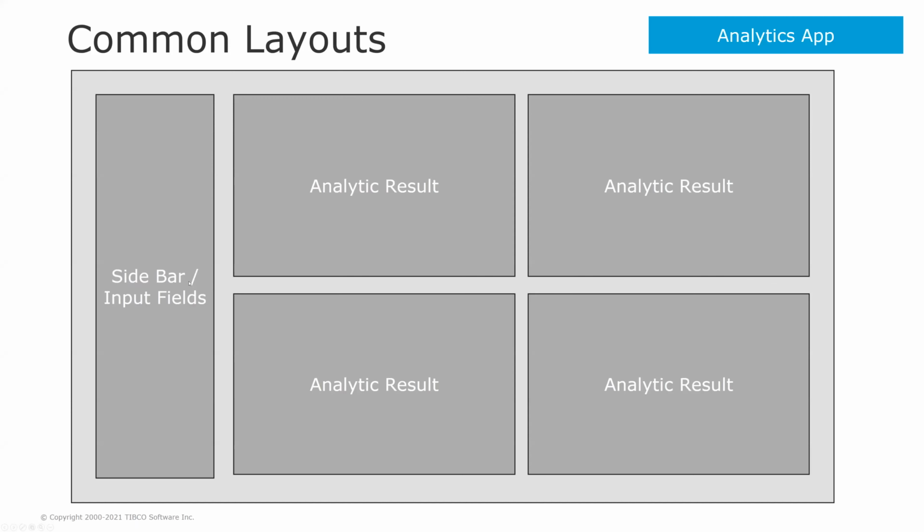So an analytics app might be where you have a sidebar and different sliders and input fields, and you're using some machine learning algorithm or some type of proprietary calculation or data function, and then you're getting a series of results from that and comparing these results to look at what's happening in your business process.